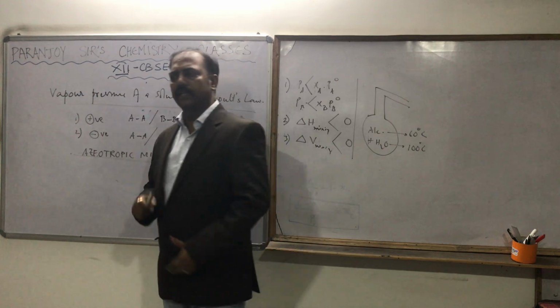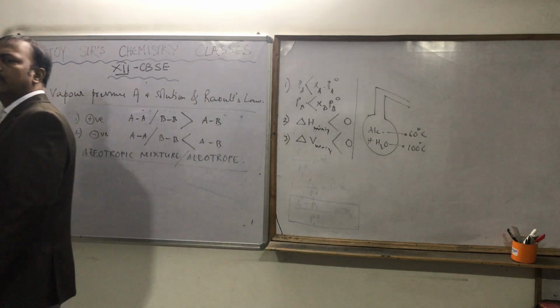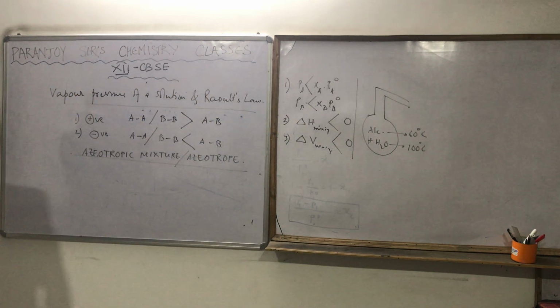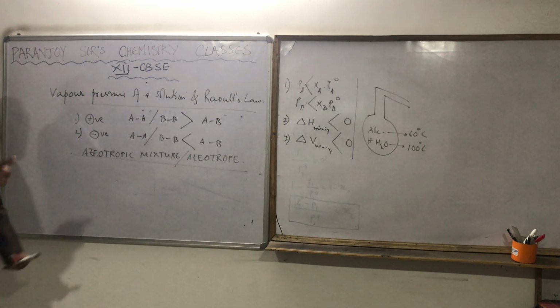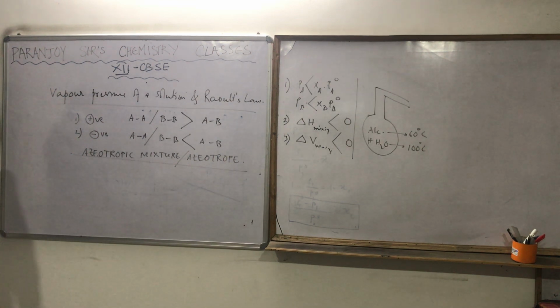Water will boil at 100 degrees Celsius. That means two volatile substances having different boiling points are going to boil at their different temperatures. But an azeotropic mixture is such that it behaves as an individual liquid.